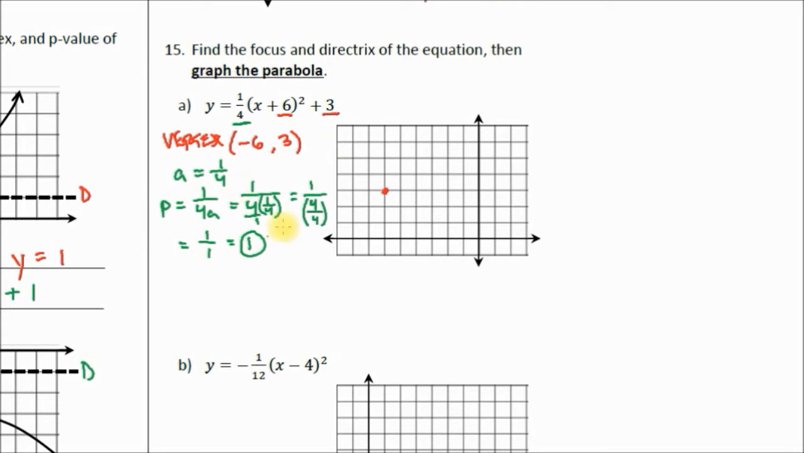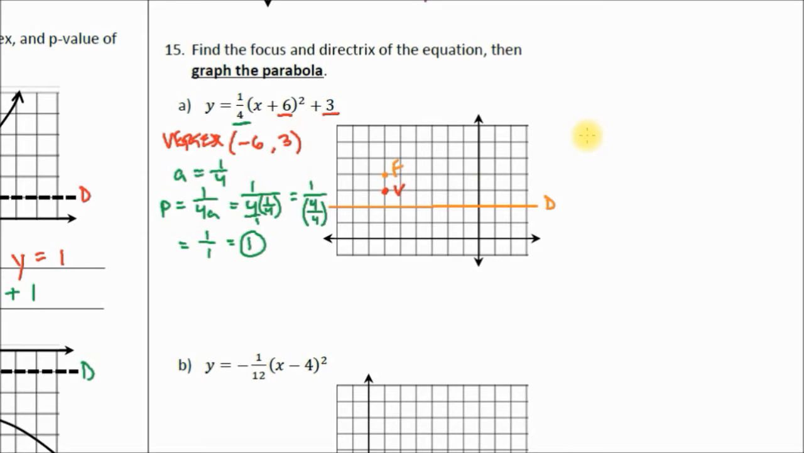With our p-value, we can now find our focus. Our focus is going to be 1 unit above the vertex because p is 1. I forgot to label this. Sorry, that was a focus. I should have labeled this as the vertex. If the focus is 1 above the vertex, then the directrix is 1 unit below the vertex. So there is our directrix. I will label that as D.